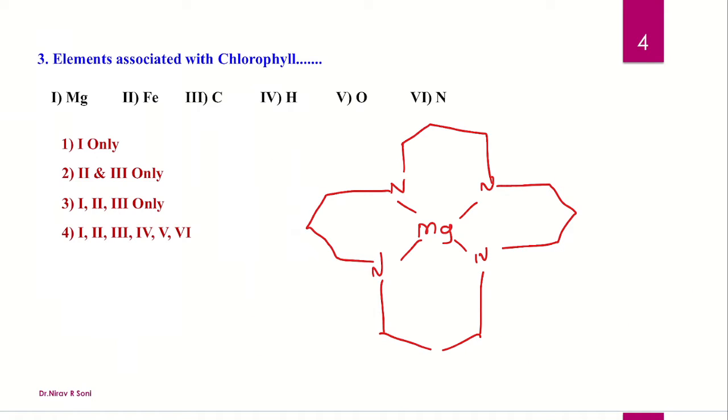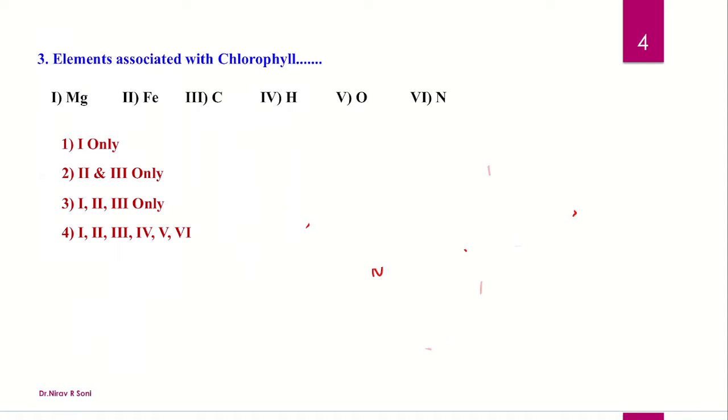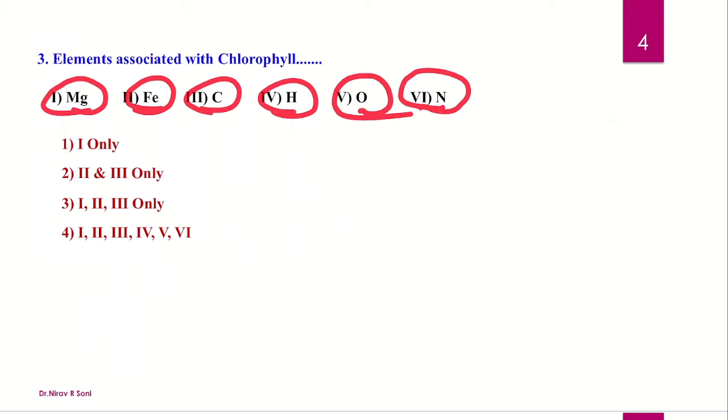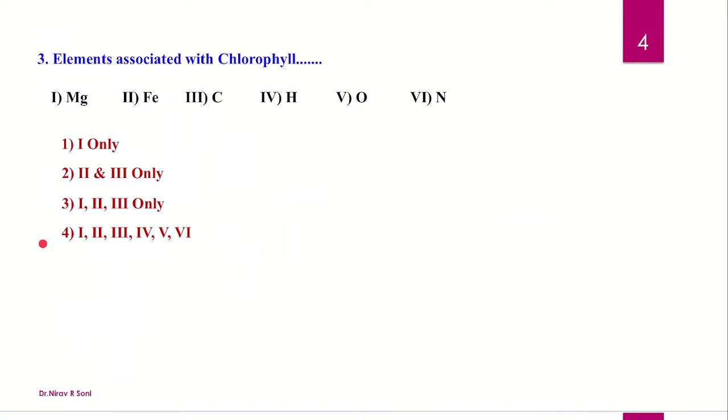You can find nitrogen, magnesium, ferric, carbon, hydrogen and oxygen. These all are present in the chlorophyll. That's why option number 4 should be correct over here.